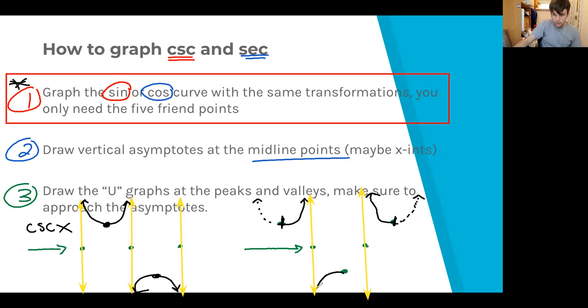And then down here we have our bottom half, our bottom U shape. Man, I drew that pretty poorly, but we'll just have to use our imagination. So this is our one cycle of secant. So this is secant.